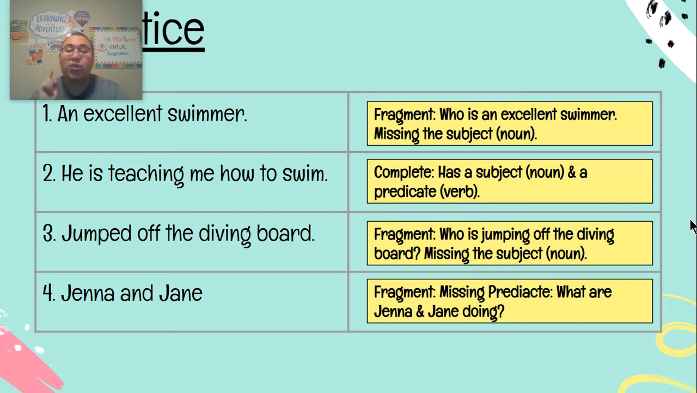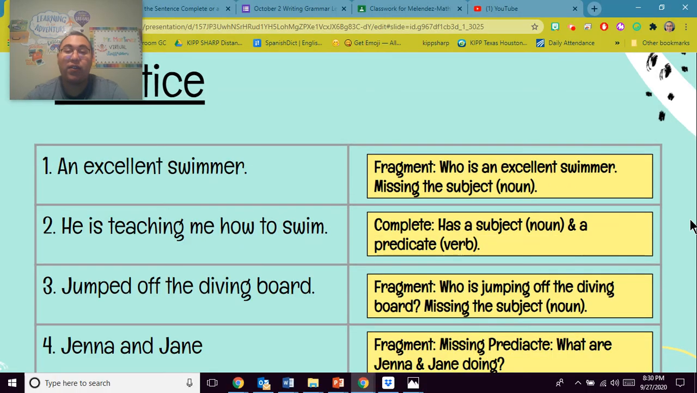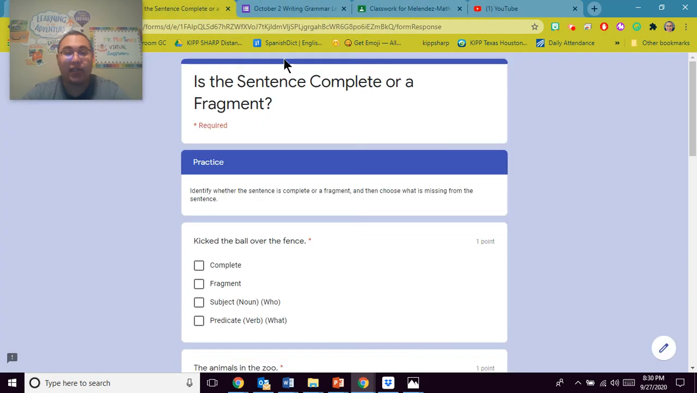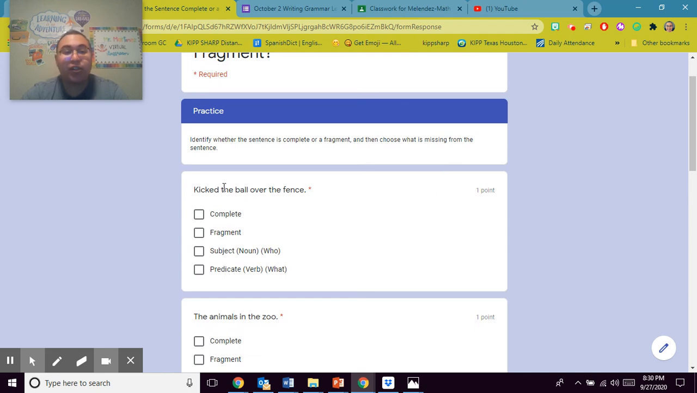So you are going to practice today identifying whether a sentence is complete or it's a fragment. If it is a fragment, you have to tell me what is missing. Is it the noun or is it the verb? So let me show you what that's going to look like. So here's the first one where it says, kicked the ball over the fence. Is this a complete sentence or a fragment? What do you think? You're going to click one of these, and then if it's a fragment, you're going to tell me what is missing. Is it the subject? Is it the noun?